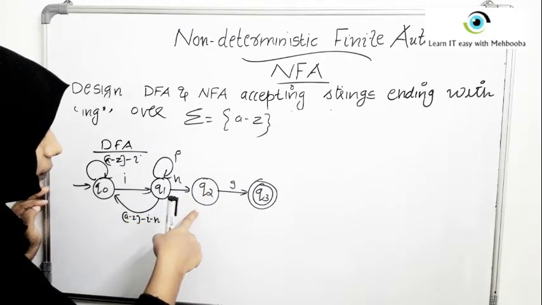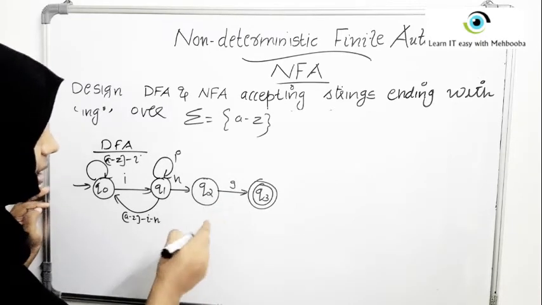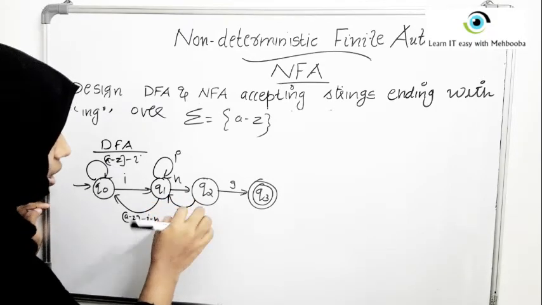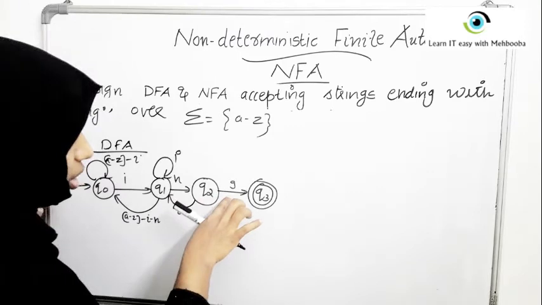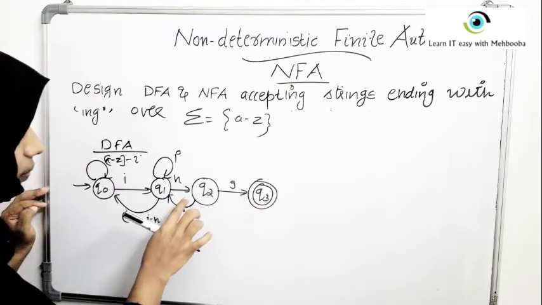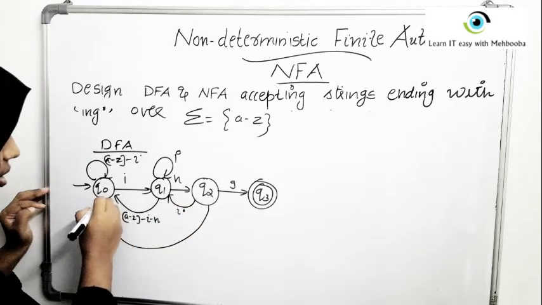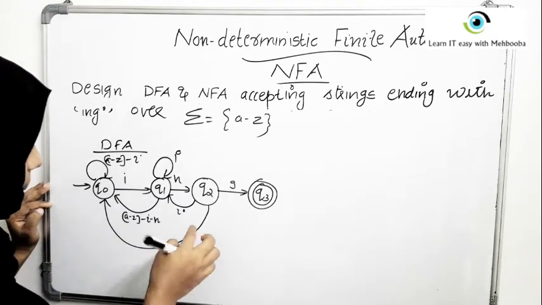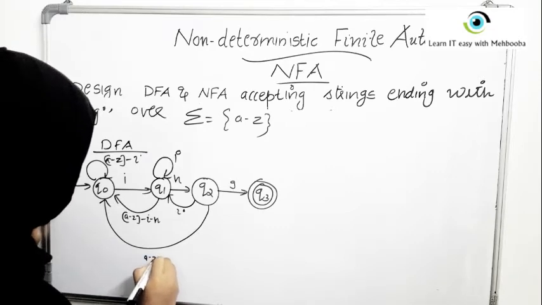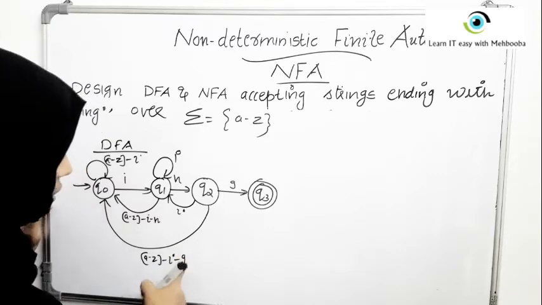Now at this point you are expecting a G. If you are getting an I, you can always come back here, so that once you get N, once you get G, you can reach the goal state. Now if you are not getting an I, you should always come back to this point. That is, if you're not getting A to Z, if you're not getting an I, if you're not getting a G, you should come back to this point.